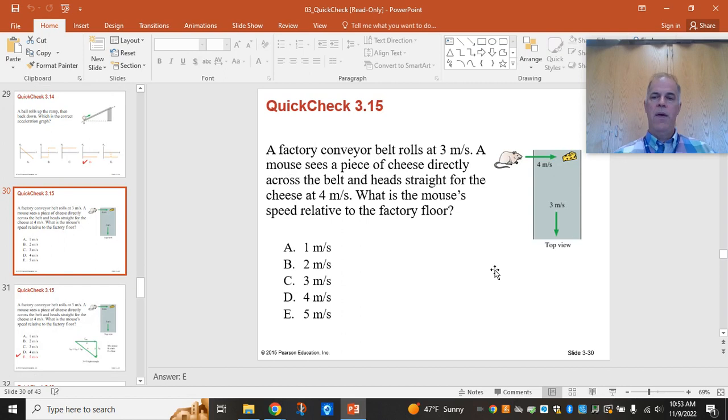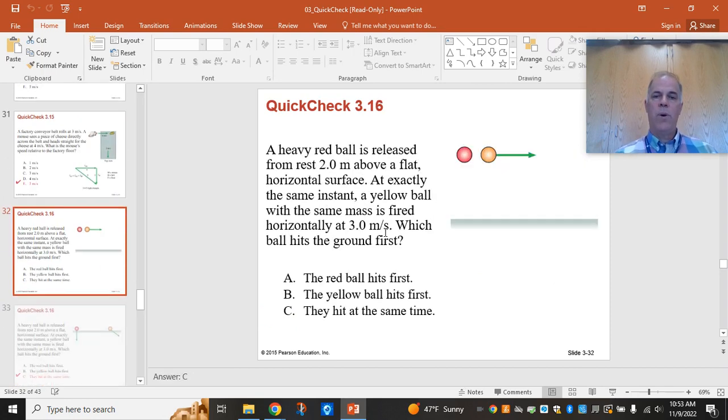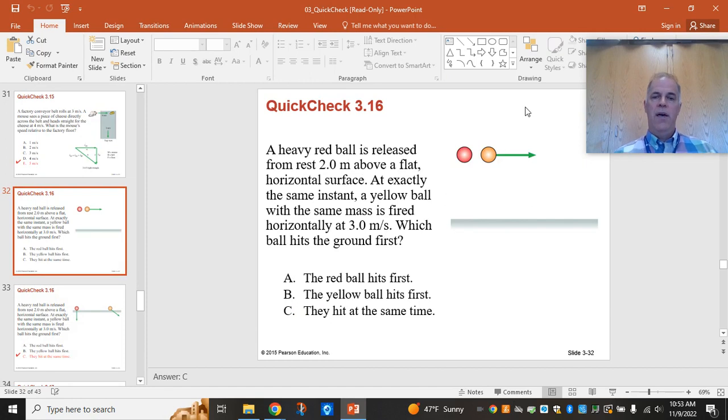Okay, question 15. We're making progress here. This is a relative motion question. AP doesn't care about these anymore, but this one isn't too hard, so see if you can get it. Here's the answer in 3, 2, 1. There it is. All right, and it turns out to be a 3, 4, 5 right triangle, so you might not even have to do Pythagoras in that one.